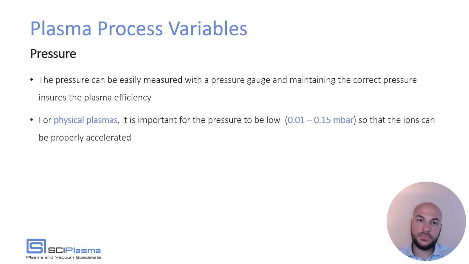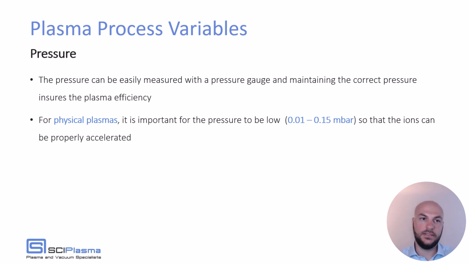For physical plasmas, the pressure needs to be low because we need to be able to accelerate the ions of the plasma with a certain energy, and we want to be consistent in doing so. If our process with argon has been defined at 0.1 millibar, we need to be sure that this is consistent throughout the production runs, so that the ions are always accelerated with the same energy, and so we get consistent results at the end.